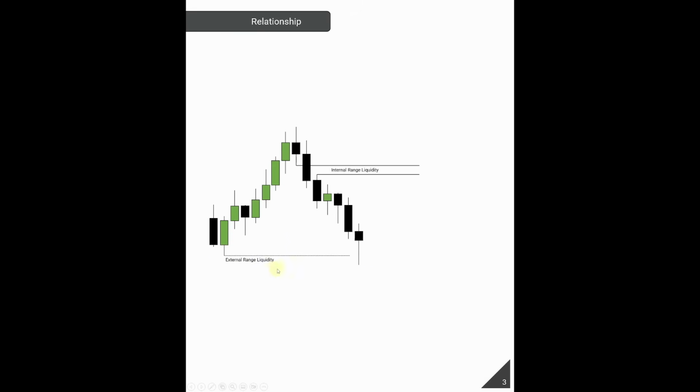So after reaching this external liquidity here, where can we anticipate price reaching for? This fair value gap in here. Now after price reaches into this fair value gap here, where can we anticipate it to go? External range liquidity, so down here. So you can see price moves from external range liquidity to internal range liquidity back to external range liquidity. So let's hop into the charts and go over some examples of this.